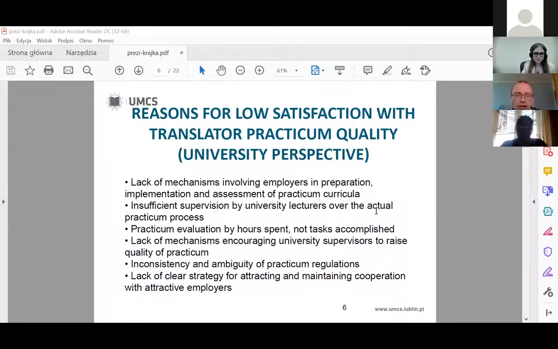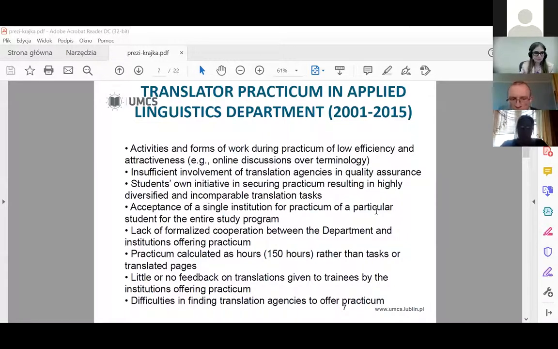As far as our own internal evaluation is concerned, in this first phase of our operation, the practicum was left pretty much to the initiative of individual students. This meant that they often found practicum offering institutions that were of highly diversified nature, and the translation tasks were incomparable. The system was calculated as ours, and of course, at different institutions, the workload could differ quite a lot. Different institutions that were not translation agencies, but that were, for instance, companies from the market, rarely gave feedback on translations to trainees, which was, of course, another problem that we wanted to solve.